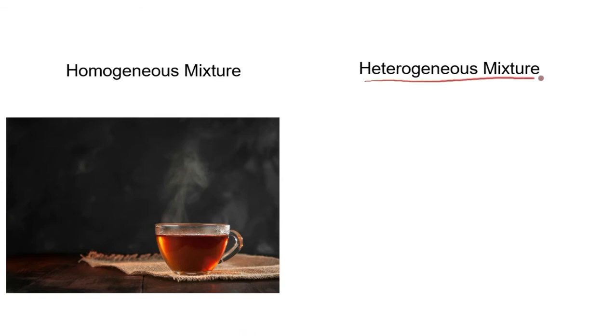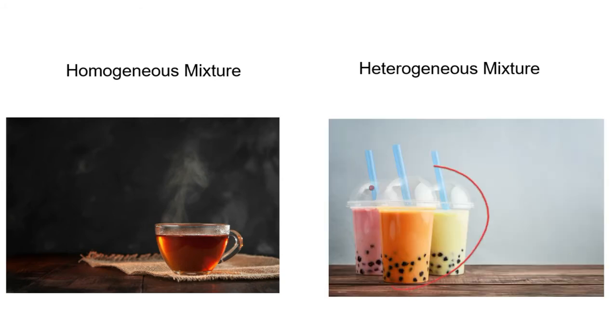A heterogeneous mixture is not uniform throughout. You can often see the different components of heterogeneous mixtures. So for example, here is a photo of boba tea. You can see the tapioca balls very clearly throughout this mixture. That makes it heterogeneous. We're going to switch gears and talk about physical and chemical properties.